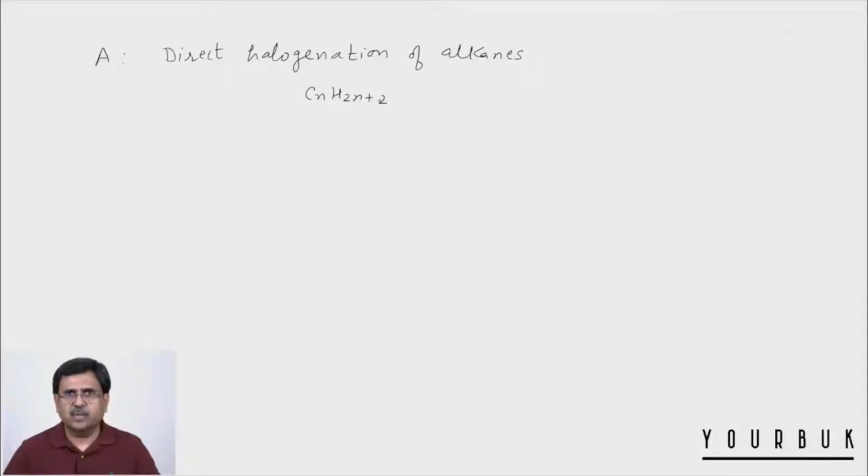Alkanes have a general formula CnH2n+2, so we are replacing one hydrogen of the parent alkane by halogen. So it gives CnH2n+1X. This is called haloalkane. This is called halogenation of alkane.